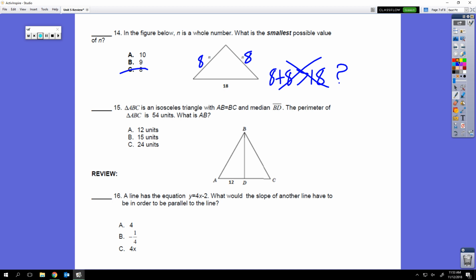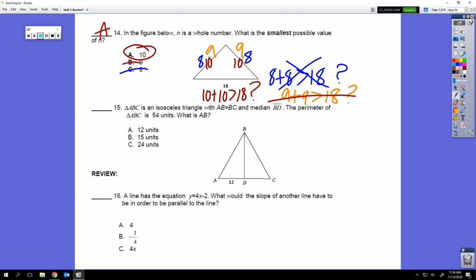So let's try 9. So 9 and 9. Is 9 plus 9 greater than 18? No, 9 plus 9 is 18. But it's not greater than, so it must be 10, but let's make sure. So 10 and 10. Is 10 plus 10 greater than 18? Yes, it is. The answer is A.